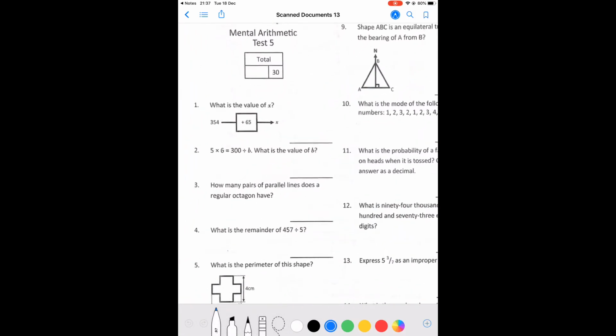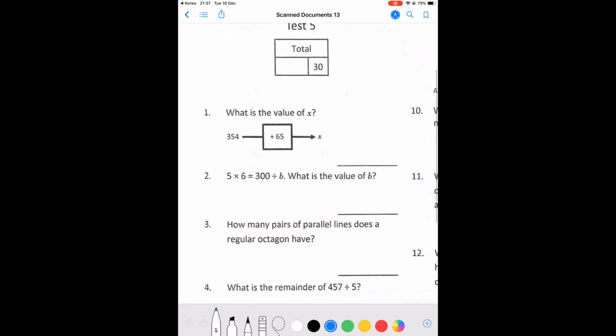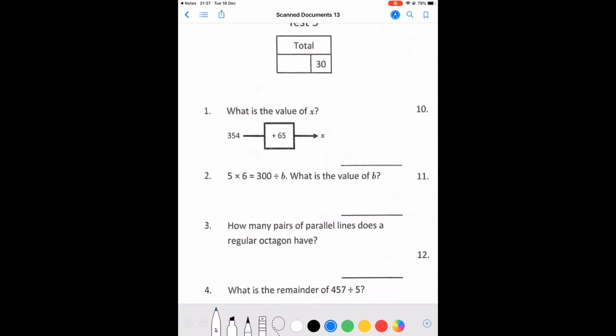Okay, question number 1. So we're just using the screen and grabbing it with 2 fingers and enlarging it to focus on a particular question. What is the value of x?